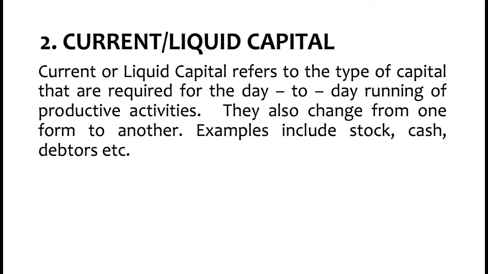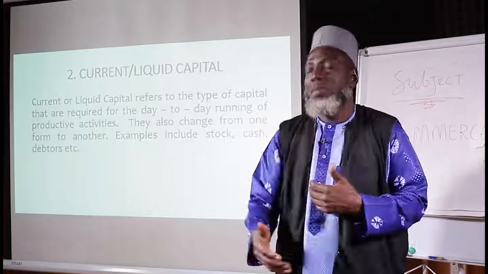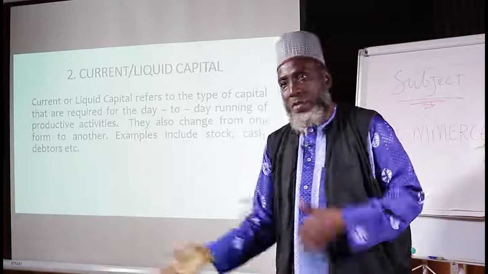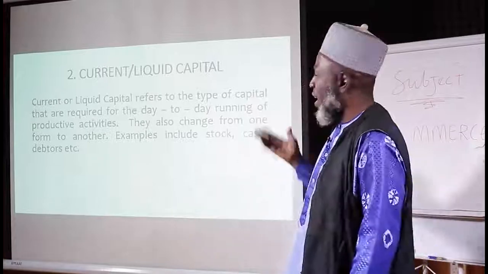Examples of this include stock, cash, debtors. We talk about changing from one thing to another. If you have cash, for example, by the time you buy goods with it, the cash is no longer there. What you have now is the goods that you are having. And by the time you sell the goods, you don't have goods, you have cash. That's what we mean by changing form. Today they are this, tomorrow there will be something else, depending on what you are doing with them. And we refer to them as current or liquid capital.